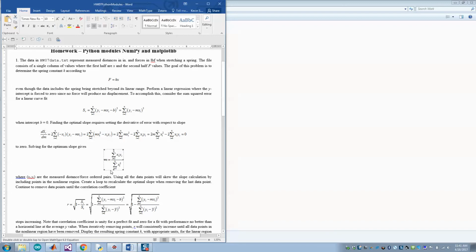What we're interested in is this equation right here. For a given set of x and y values, where in our case x is distance and y is our force, for a given set of n values, we need to apply this equation: sum together the product of the x and y values, sum together the square of all the x values, and divide by that. That will tell us what the best fit m is.